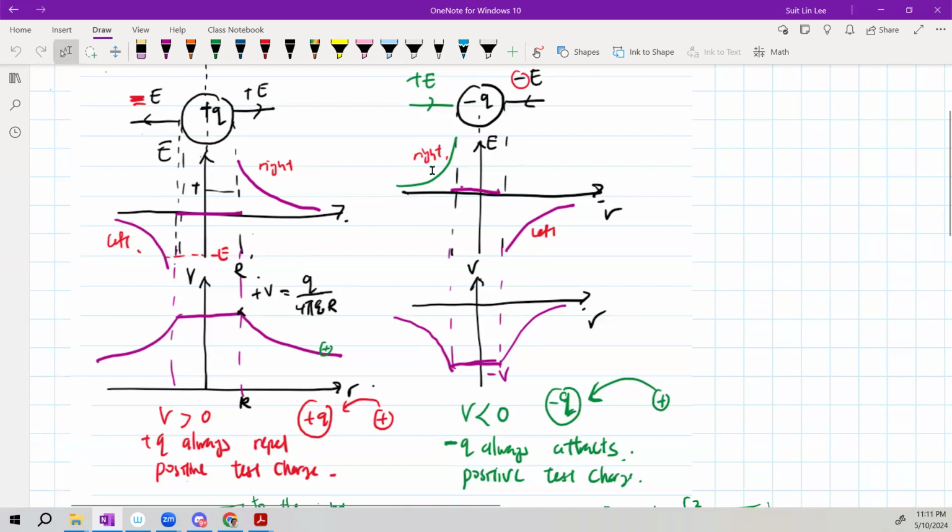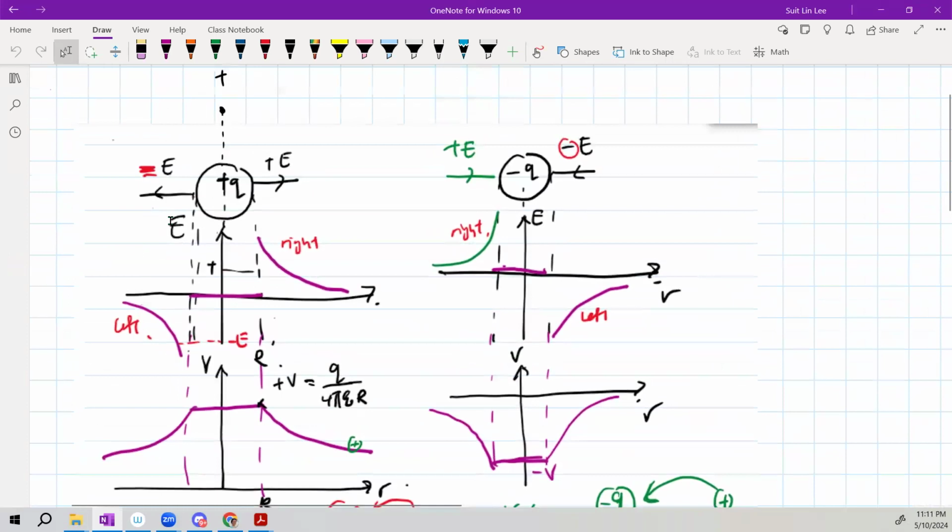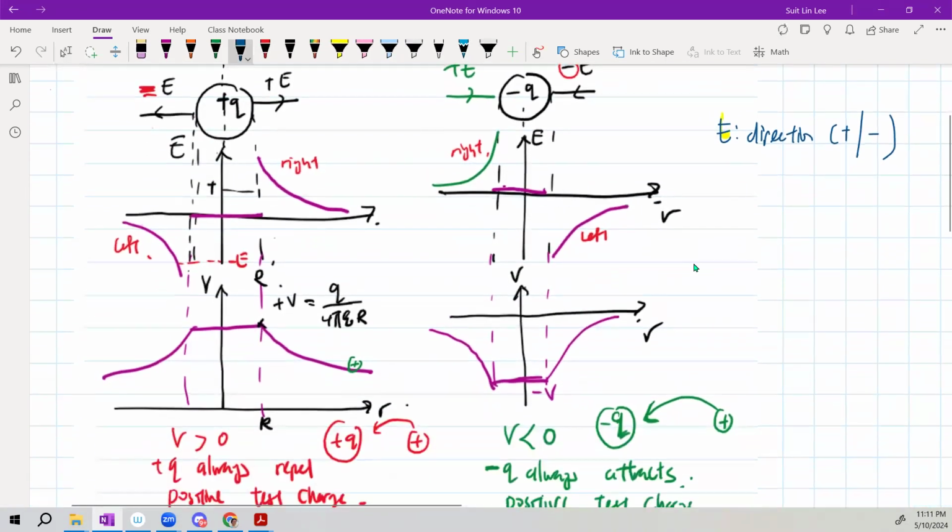Right? Direction, positive, negative. Direction, positive, negative. Okay? So in short, for E, we will reserve direction for positive and negative. For V, because it's a scalar, positive and negative depends on the polarity.